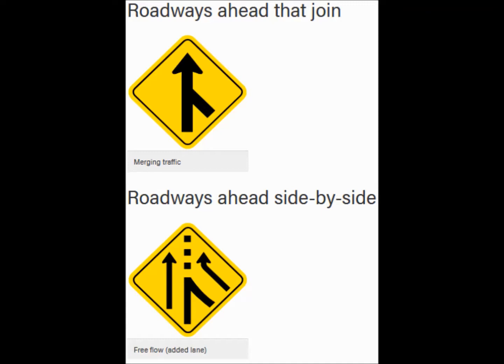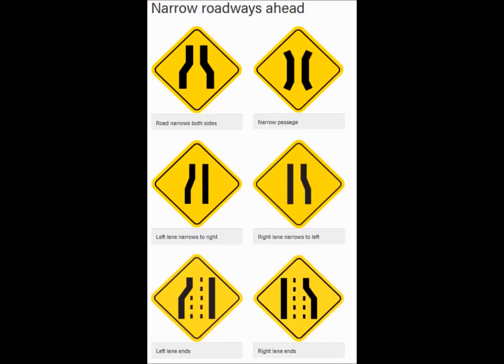Image description. A yellow diamond with a black outline. Two rectangles frame a section of the background. At the top, they are close together. In the middle, they are furthering apart. At the bottom, they are distant. Road narrows both sides. Image description. A yellow diamond with a black outline. In the middle are two rectangles, close at the center, but at the top and the bottom, they are distant. Narrow passage. Image description. A yellow diamond with a black border.